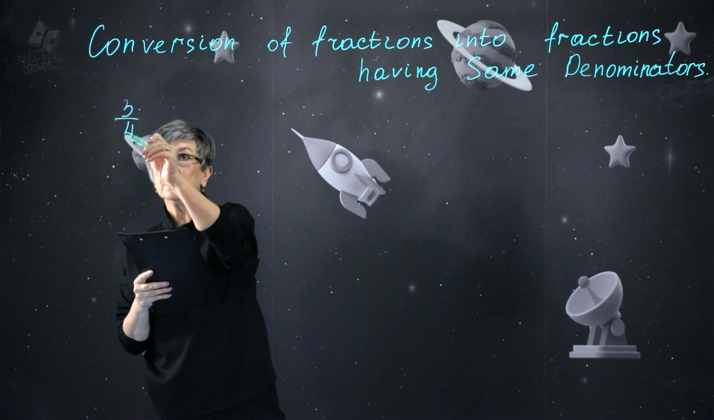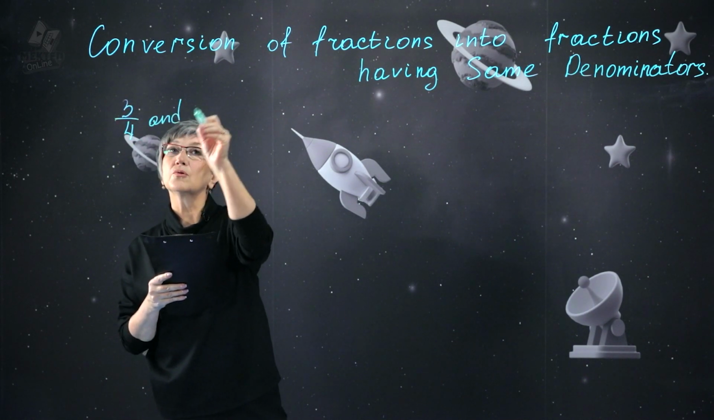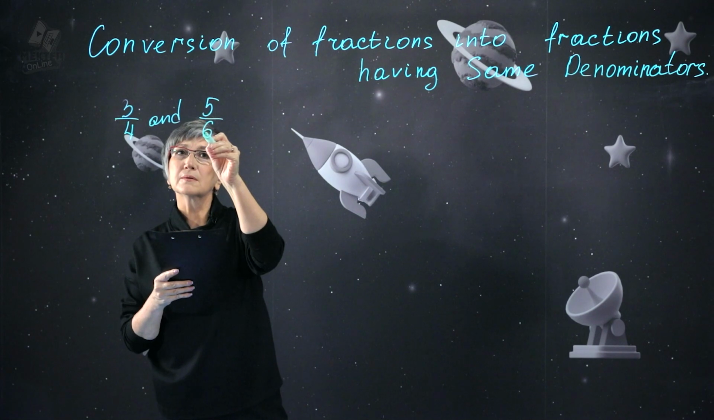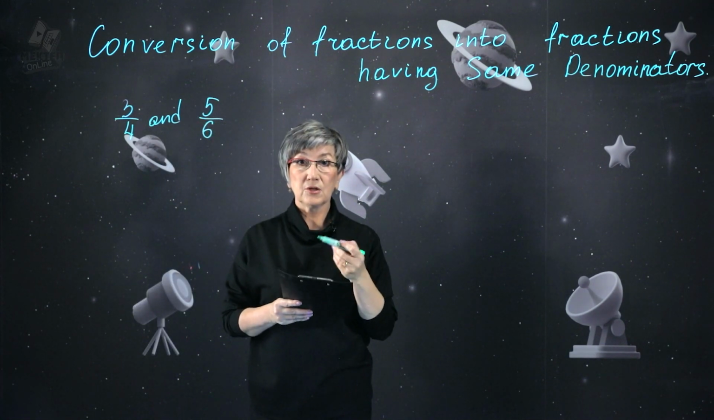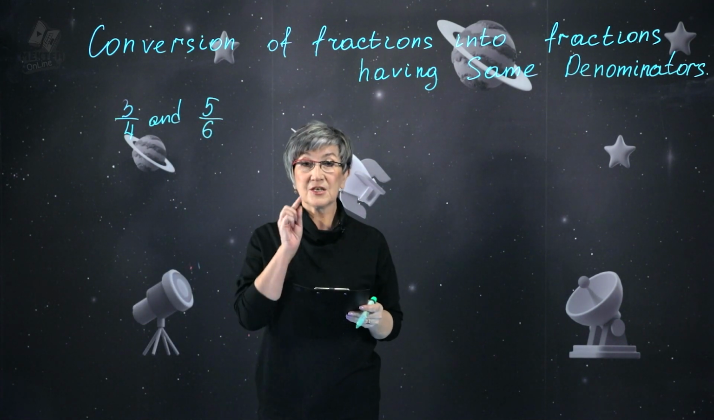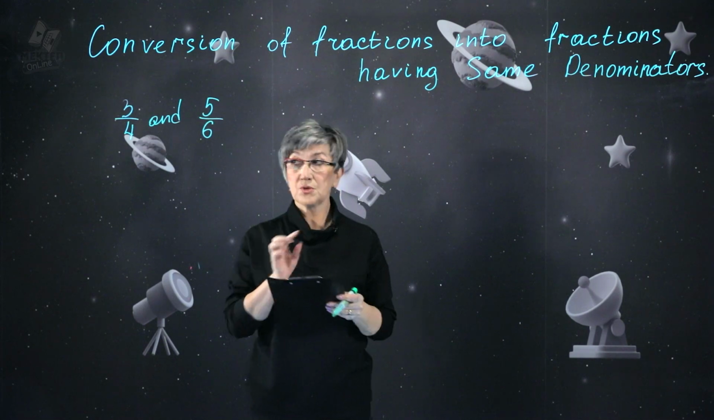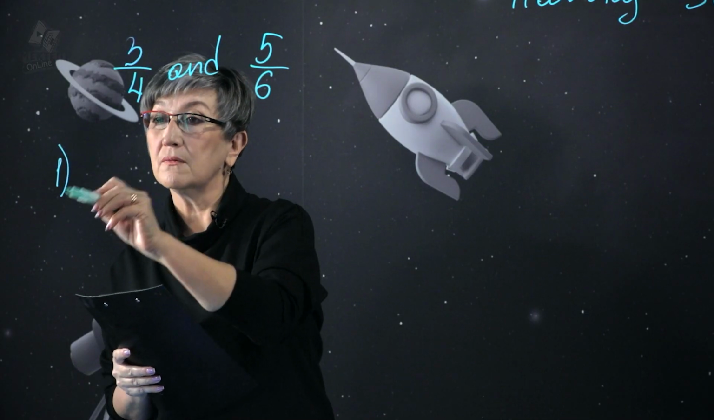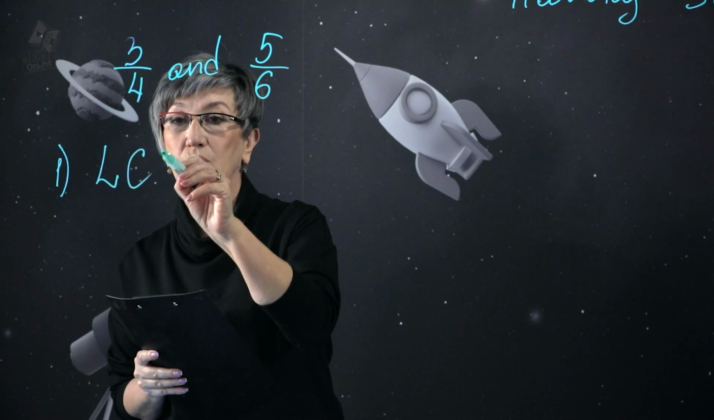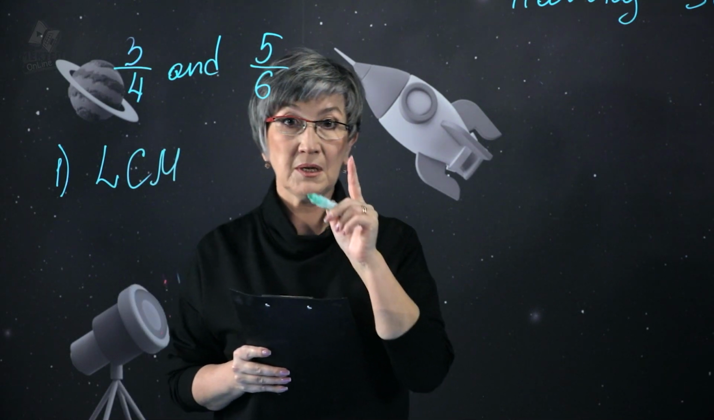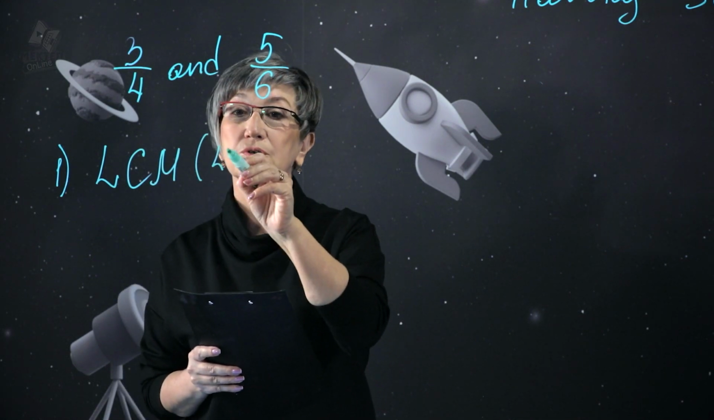In this case we have 3/4 and 5/6. These are the fractions we will be examining. I need to initially convert these two fractions to the least common denominator in order to proceed with the calculation. So for this I will find the least common multiple for the numbers 4 and 6.